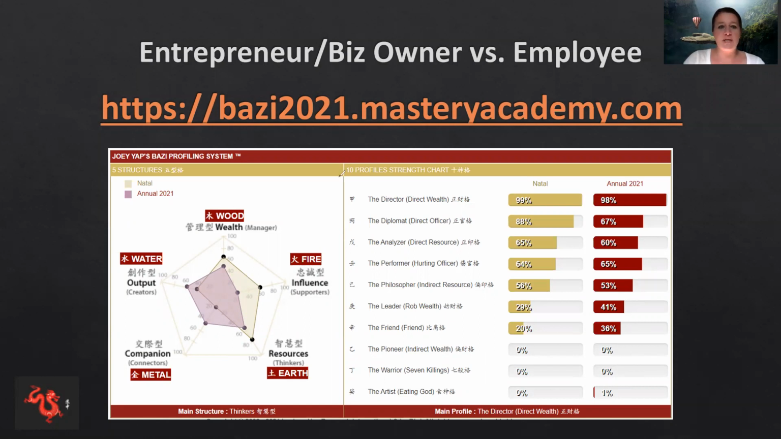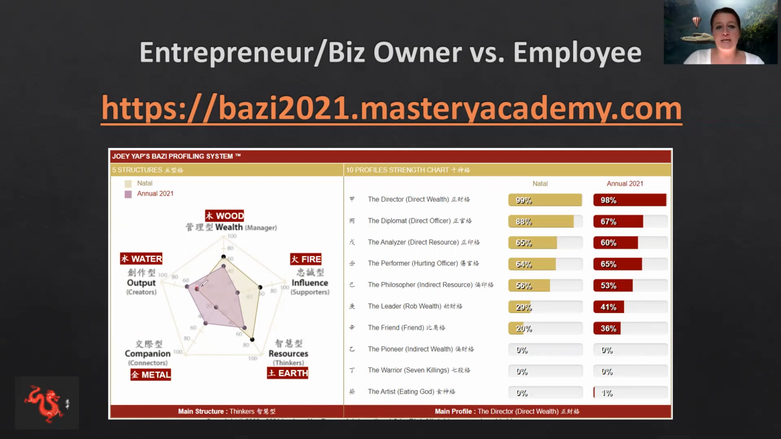Specifically, what we are interested in is this part here, the one on the left, where it says the 5 structures. This is the part we are going to be looking at. The 10 profiles are not so important, so don't worry too much about that. We're going to keep it very simple and just look at the 5 structures. Within those 5 structures, you will see a light colored diagram and a purple diagram. The light colored one is the natal distribution of the elements in your chart, whereas the purple one is the annual fluctuation of these elements. For the purpose of this analysis, we are focusing only on the light colored one.